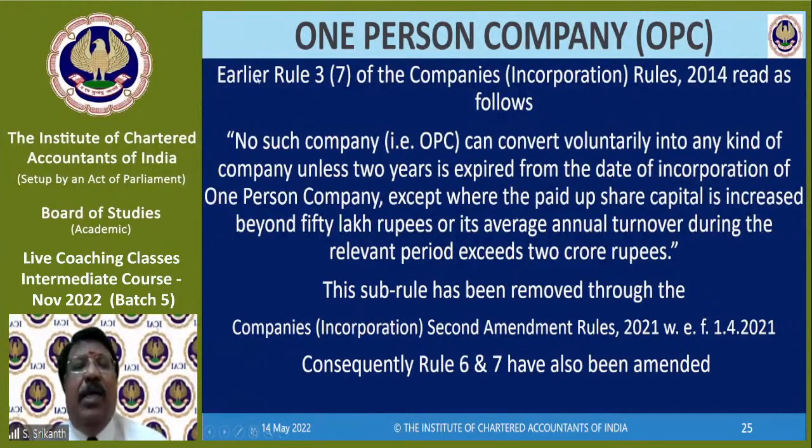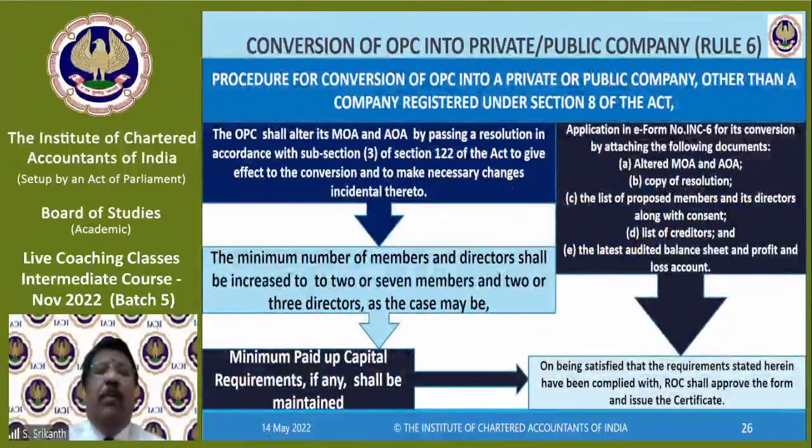All I am trying to say here is 3.7 has been amended. Actually, 3.7 has been removed. No 3.7 now. Because 3.7 has been removed, there is no condition of paid up capital or turnover. So, any OPC can convert into a private company or a public company. Okay.